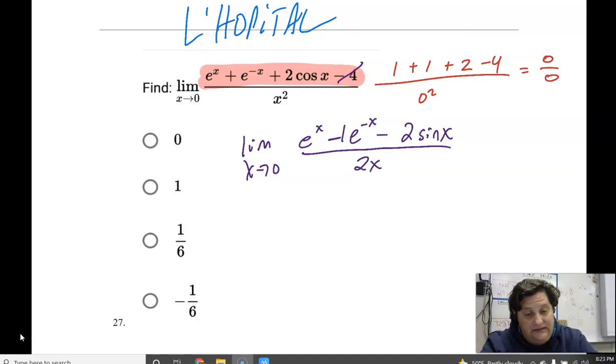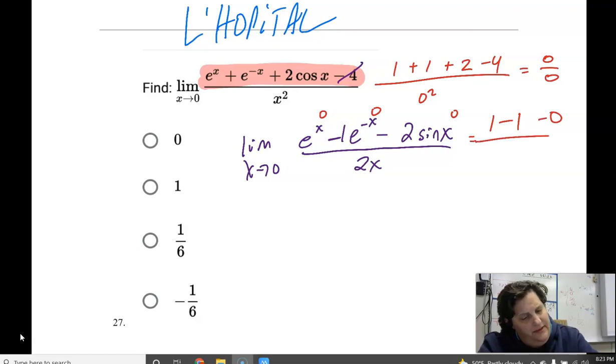Now, is it still 0 over 0? I don't know. Let's see. Okay, e to the 0 is 1. E to the 0 is 1. Sine of 0 is 0. And then 2 times 0 is 0. So I get 1 minus 1, that's 0 over 0. Rats! I'm going to have to do it one more time. But that's okay, because I can tell after this one I'll be chilling. Because at least the bottom will be fine, right?